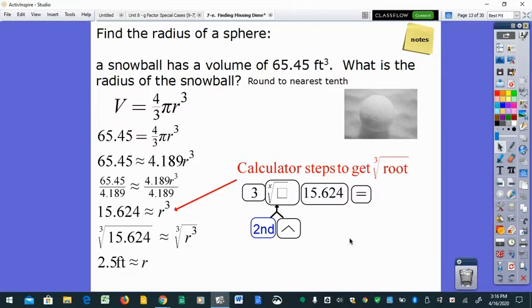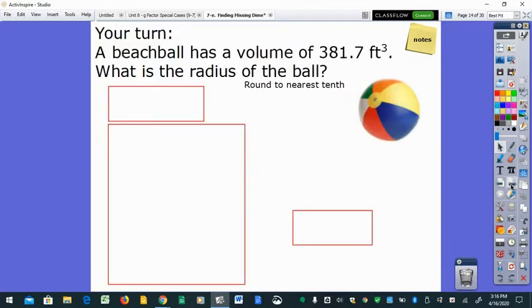But we're going to go on and do a couple more with a sphere or a hemisphere. So here comes a beach ball. Its volume is 381.7 feet cubed. Didn't even need the word volume because I can see that it's a volume by its units. Look at that. And we need the radius of the ball. Remember, there's no height in the formula for a sphere. So once I'm given the volume, I can find the radius.